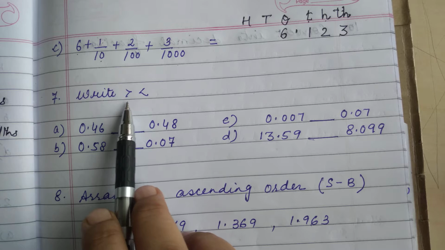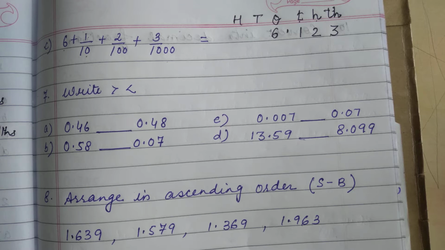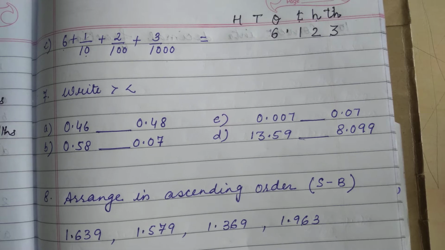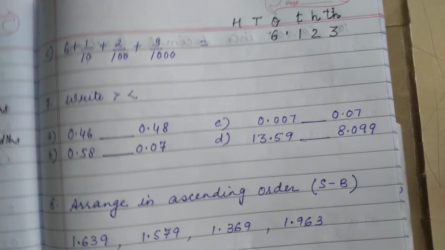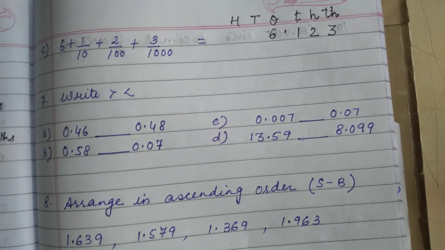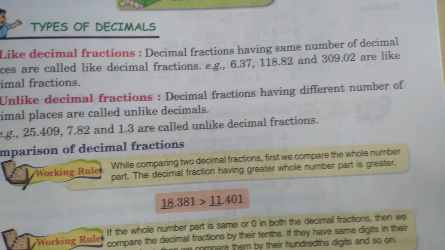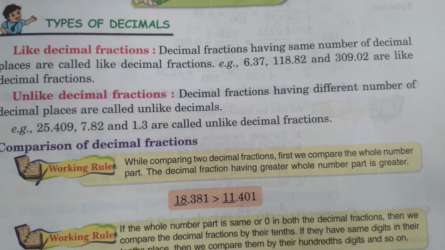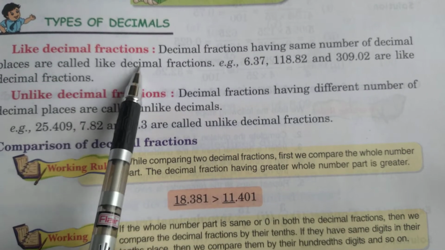Now write greater than, smaller than, and equal to. So here we have like decimal and unlike decimal fractions. Students, there are two types of fractions: the first is like decimal fraction and the other is unlike decimal fraction. Decimal fractions having the same number of decimal places are called like decimals.